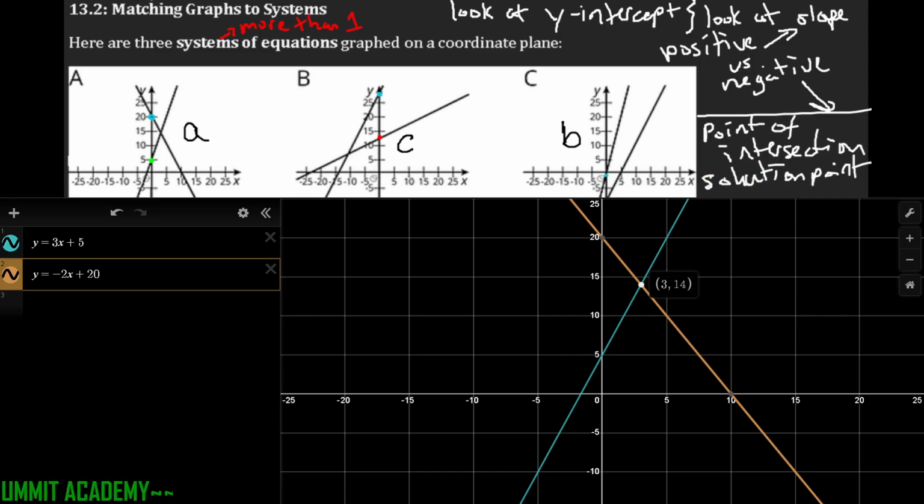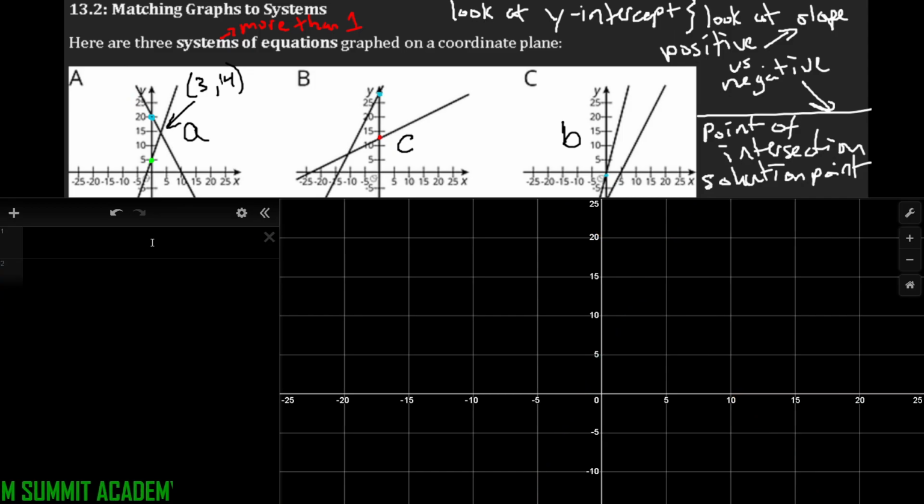So for that first one, what do we say we had? Well, we said the solution point right here is going to be 3, 14. So make sure you're labeling that on the graph. So let's do the next one and clear out your graph.